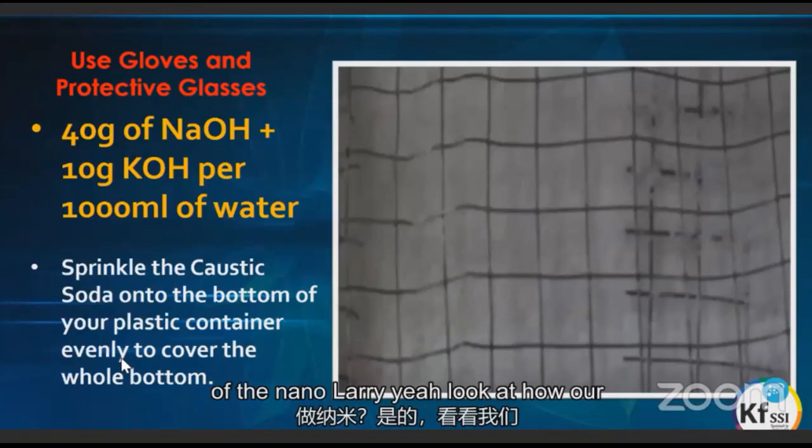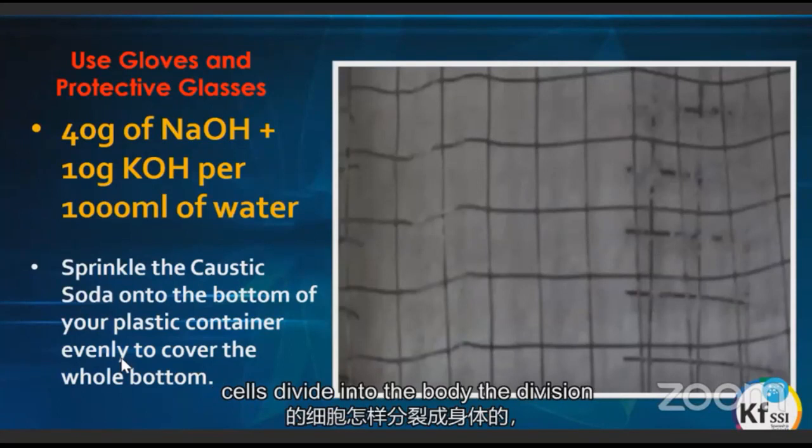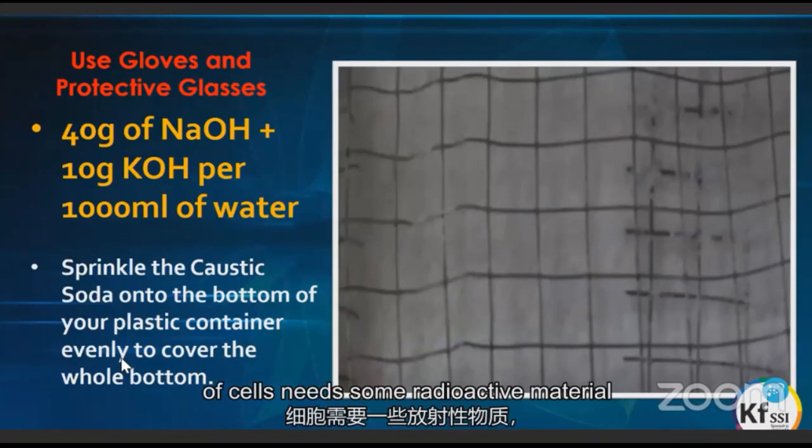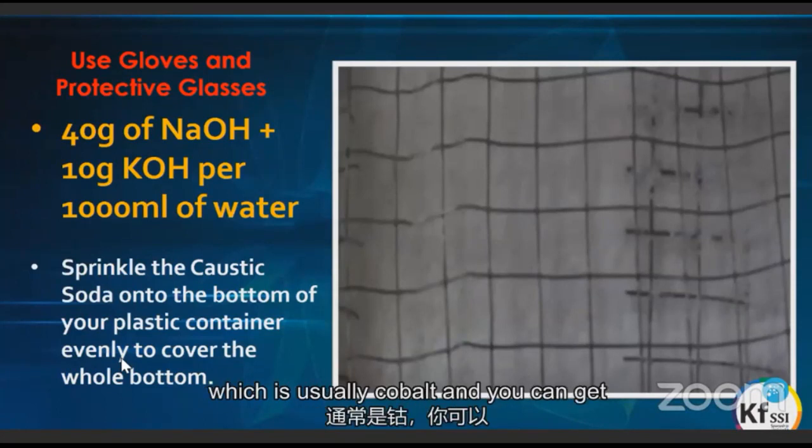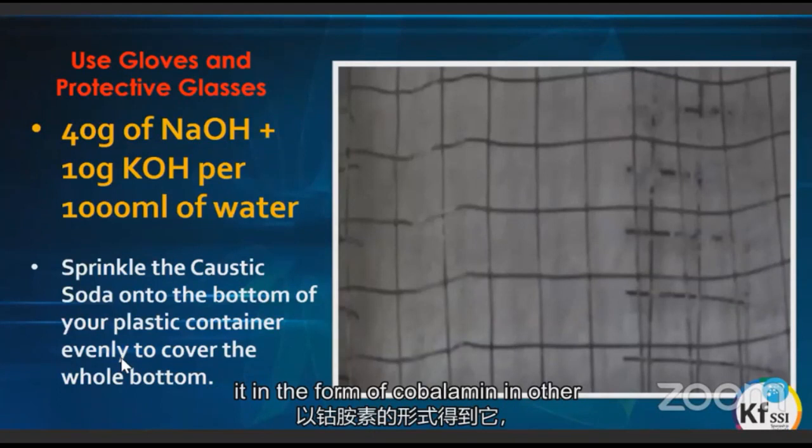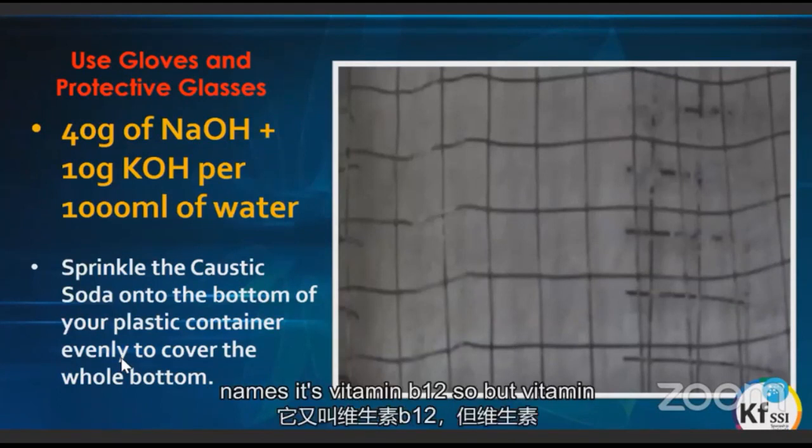Yeah, look at how cells divide in the body. The division of cells needs some radioactive material, which is usually cobalt, and you can get it in the form of cobalamin. In other names, it's vitamin B12.